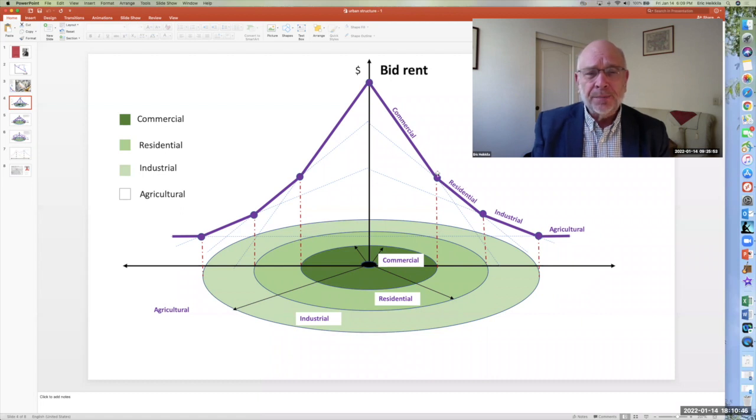The dotted lines underneath are the part of the bid rent curve associated with different land use types that don't win the bid. So the winning bid is shown in this dark outline, the envelope of these underlying bid rent curves associated with each of the land uses. And they reconcile in this way. They're bidding against each other in land markets.